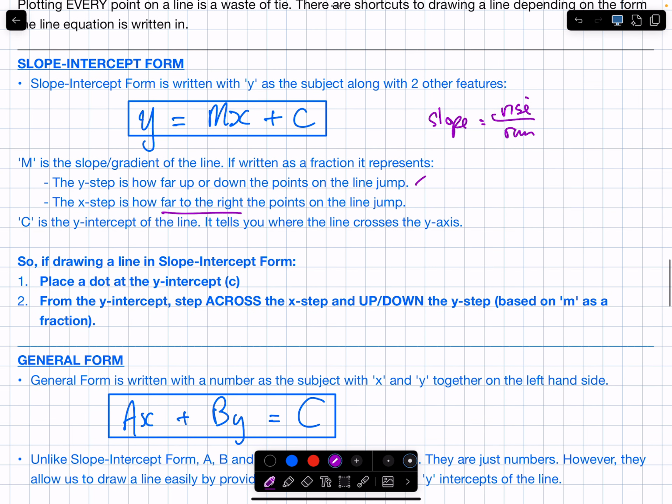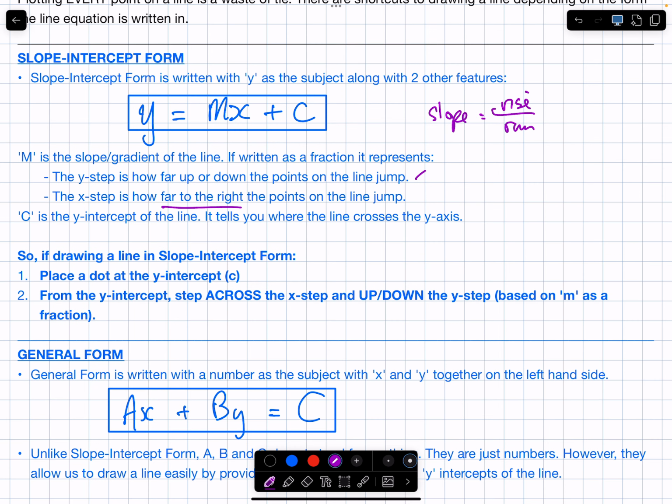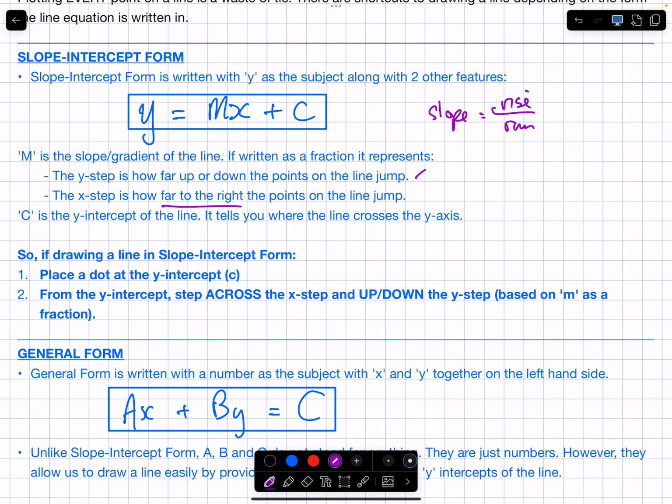So how do you actually draw a line in slope-intercept form? You place a dot at the y-intercept, which is c, and then from that dot, from the y-intercept, you step across the x step, and you go up or down the y step based on m, written as a fraction. So that's another thing that I need to go over. If you had a slope that was negative 2, is that currently a fraction? Is that a whole number? Whole number. How would I write it as a fraction then? Good, negative 2 over 1, which means that the line would go down 2 and it would go to the right 1, okay? That's how that slope thing works.